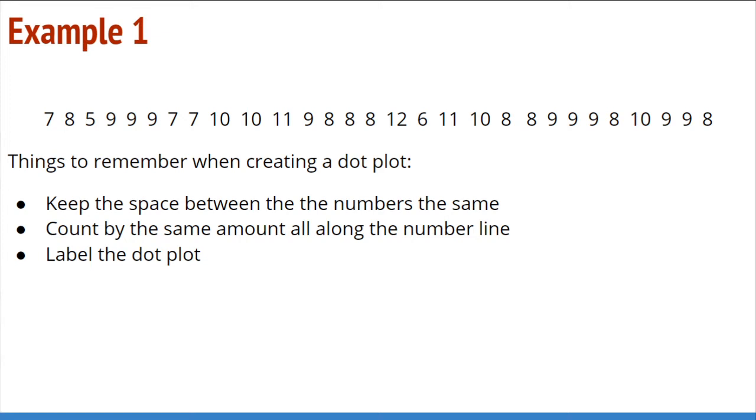So some things to remember when creating a dot plot. We keep the space between the numbers the same. I don't want a 5 here and then we jump clear over and have a 6 and put a 7 very close. We want to try and make it look neat, tidy, uniform, and even. We're going to count by the same amount on the number line. I don't go 5, 6, 8, 9, 11, 13. If I'm going to count by ones, count by ones. If I'm going to count by twos, count by twos, but I must be consistent. The other part is we need to label the dot plot. We need to share what is actually on this dot plot.